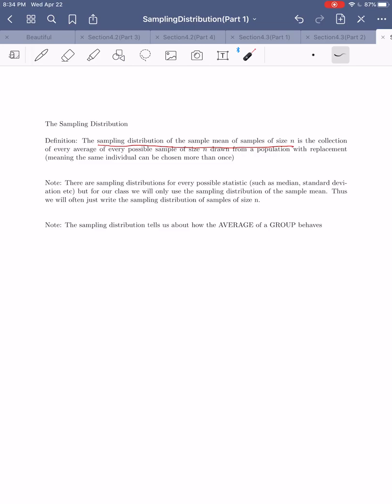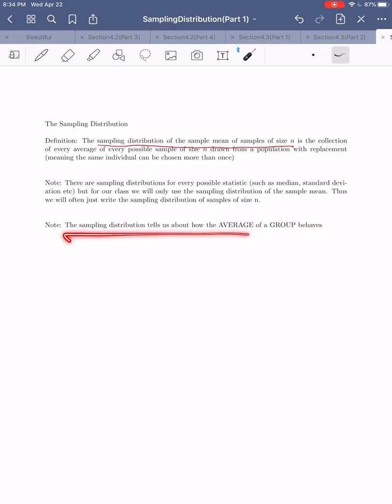So as we go forward, you'll often hear me say just the sampling distribution of samples of size n. We'll omit "of the sample mean," because the only statistic we're going to be interested in here is that sample mean. The other note to keep in the back of your mind is that what the sampling distribution is really useful for is that it tells us how the average of a group behaves. That's what it's really about. It's not about how individuals are distributed. A sampling distribution is not about individuals from our population. It's about the average of groups.